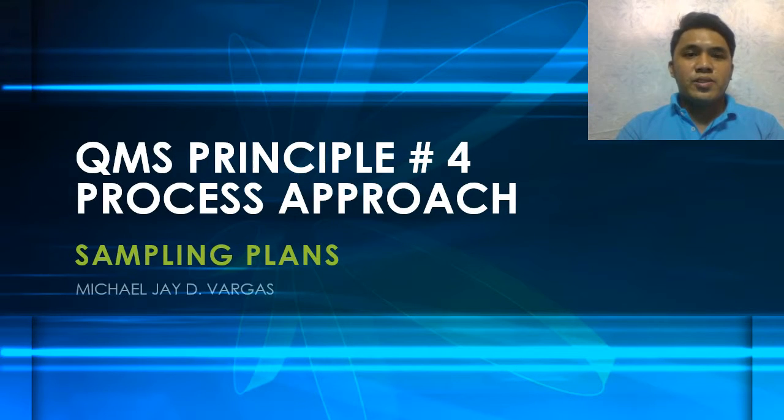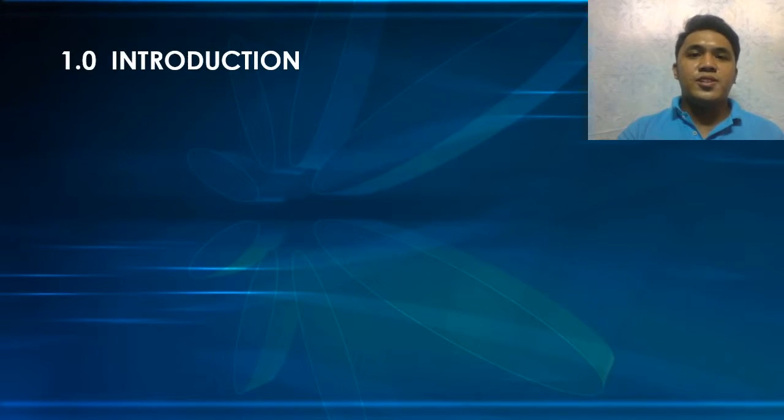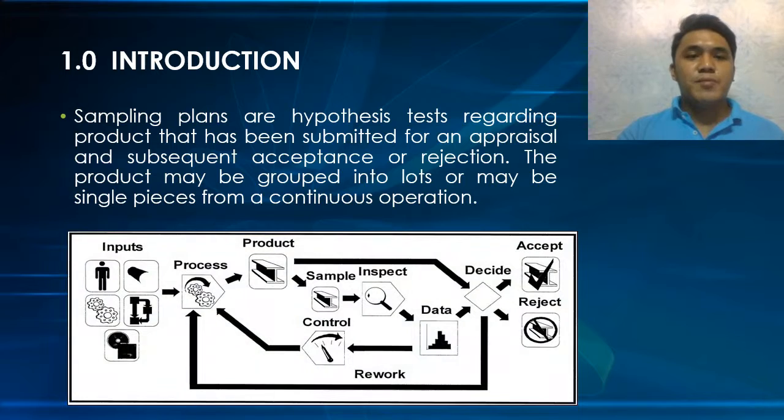Vargas, and today I would like to present to you my first topic or process approach of QMS principle number 4, which is the sampling plans. So let me introduce to you first the sampling plans. Sampling plans are hypothesis tests regarding product that has been submitted for an appraisal and subsequent acceptance or rejection. The product may be grouped into lots or may be single pieces from a continuous operation.